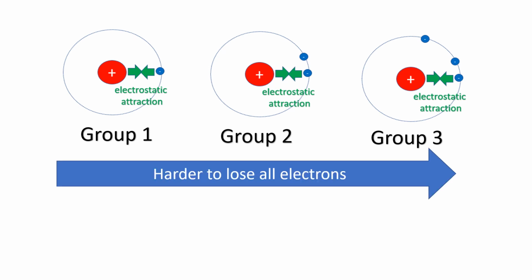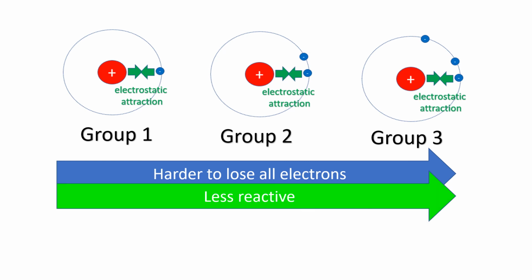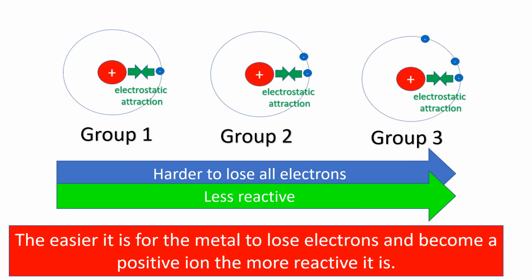So as we go across the periodic table, group 1, group 2, group 3, and then the transition metals in the middle there, it gets harder to lose all the electrons that it needs to in order to become stable, and therefore it becomes less reactive. So as a general rule for any metal, whether it's because it's bigger, so it's easier to lose, or whether it's because it's got less to lose, the general rule is the easier it is for the metal to lose the electrons and to become a positive ion, the more reactive it is.